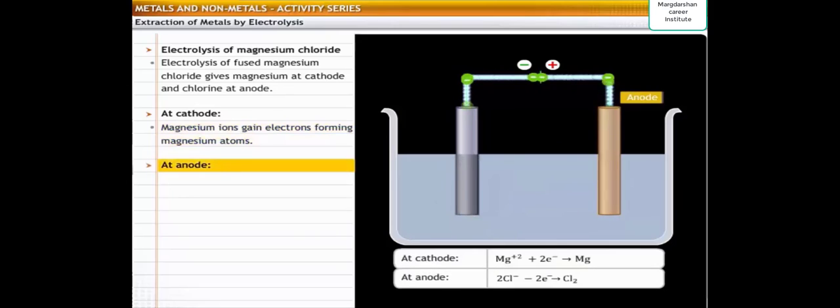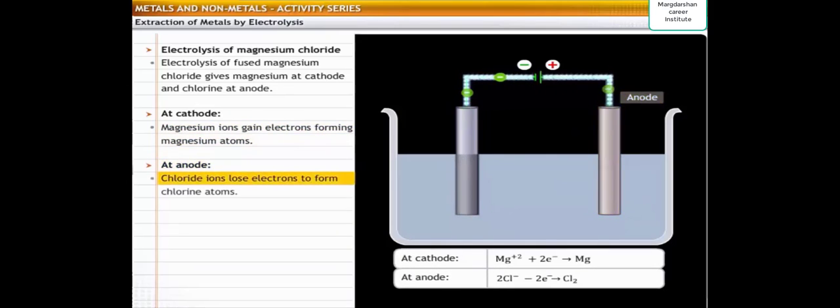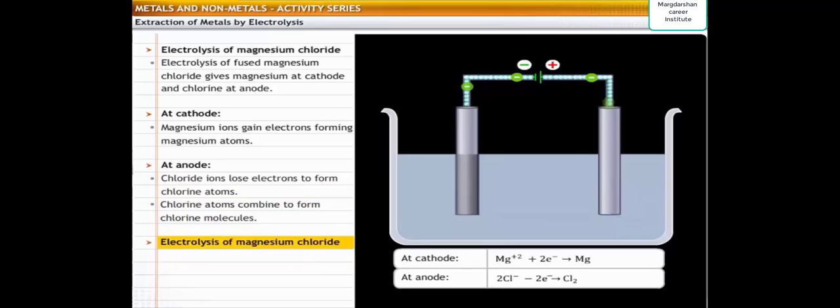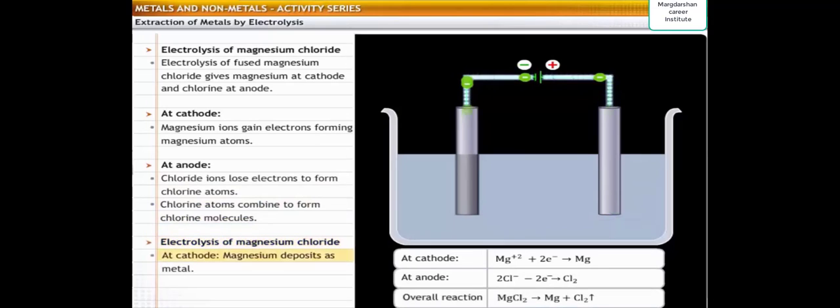During the reaction at anode, chloride ions get oxidized due to loss of electrons. Thus, chloride ions lose electrons to form chlorine atoms. Chlorine atoms combine to form chlorine molecules. Thus, as a result of electrolysis of magnesium chloride, magnesium metal is deposited at the cathode, and chlorine is liberated as a gas at the anode.